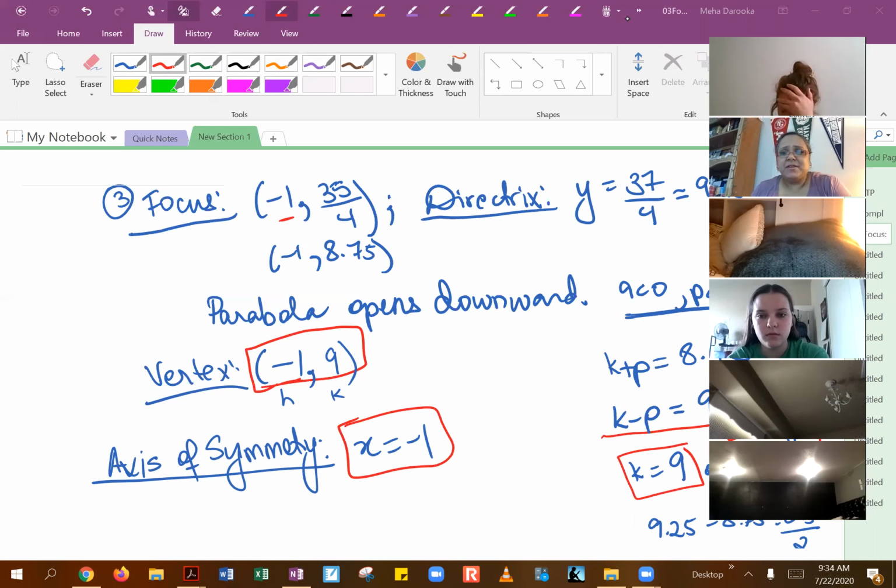Don't we need an equation? Because how are you going to find the x and y-intercepts without an equation? So we need to know what the equation of this parabola is going to be if we're going to find the x and y-intercepts. And you have all the information you need here.